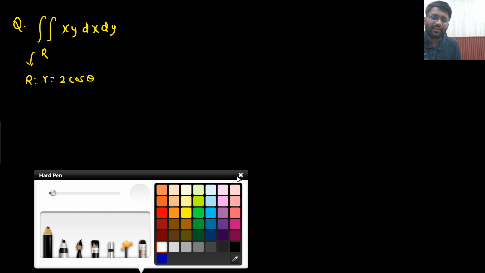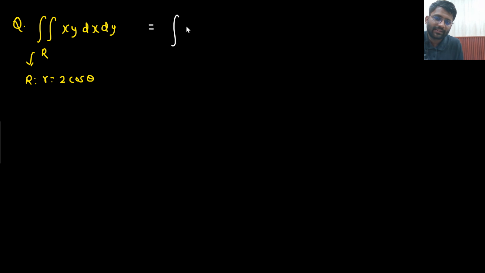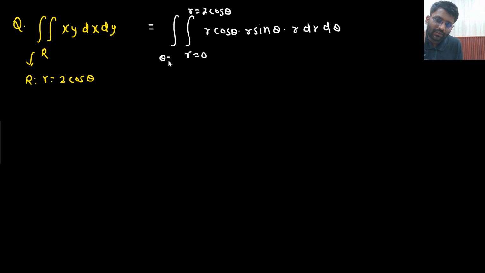So let's start commenting. Directly I will write down what is x. x equals r cos theta. What is y? y is r sin theta. What is dx dy? That is r dr d theta. From where to where will r go? r will go from 0 to 2 cos theta. From where to where will theta go? Theta will go from minus pi by 2 to pi by 2.